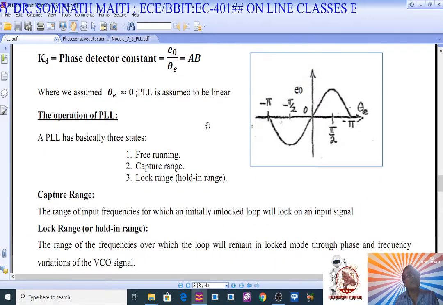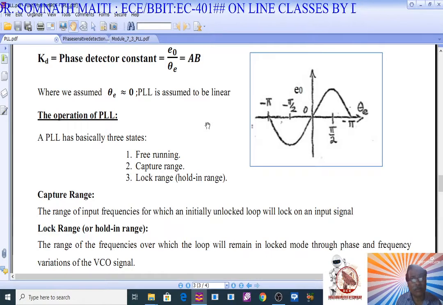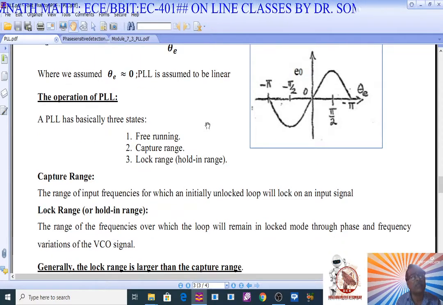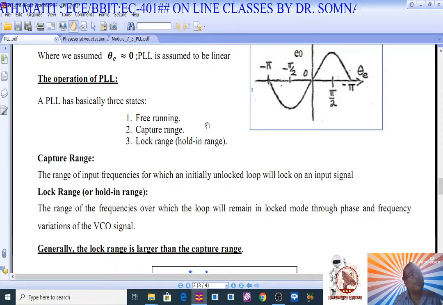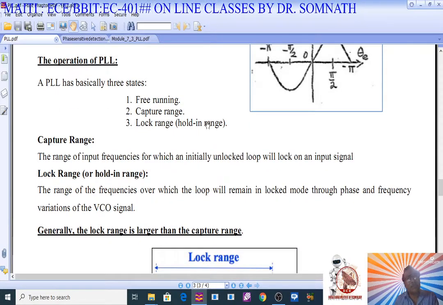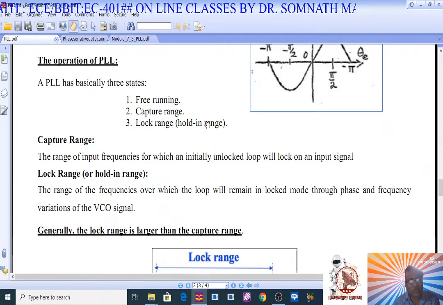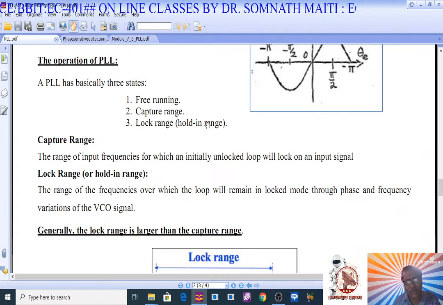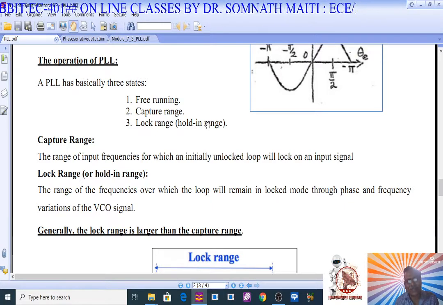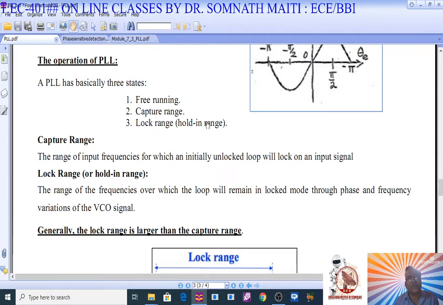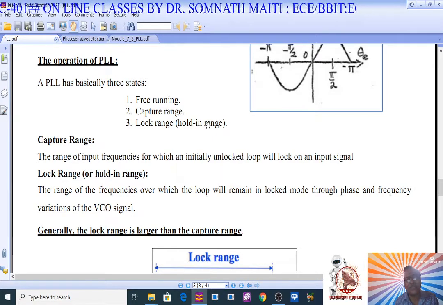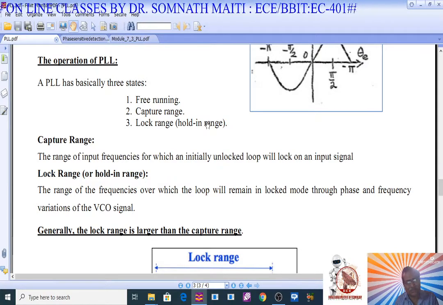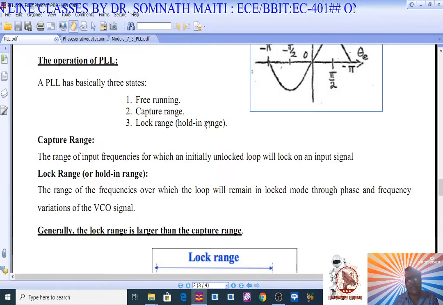Now with these two basic building blocks, I am not going to explain the low pass filter, the structure of this. It is an RC filter, let us assume. The operation of the PLL can be thought of as three different processes. Number one is free running. That means there is no incoming signal, no thief is running, so that's why the police is sitting idle at his office, the thana. So he is taking a good nap.